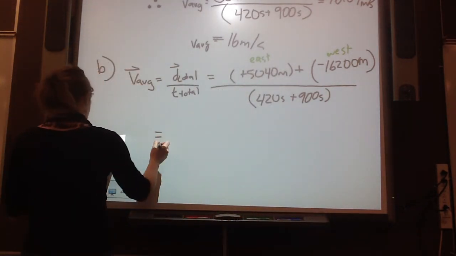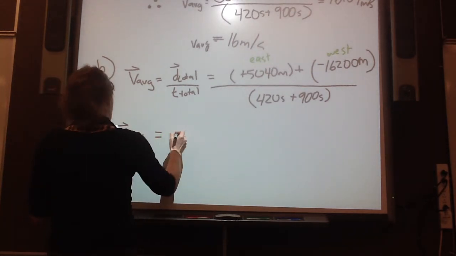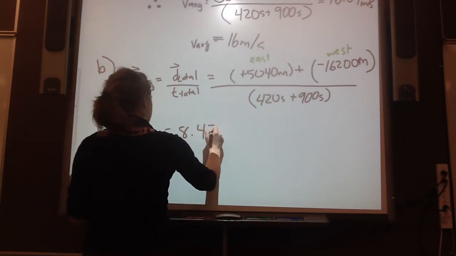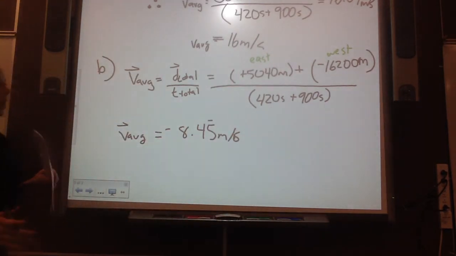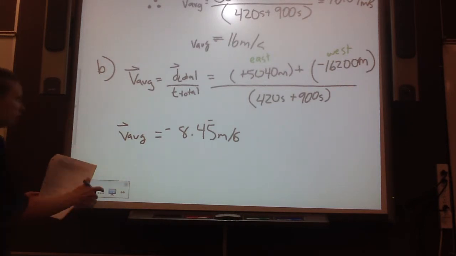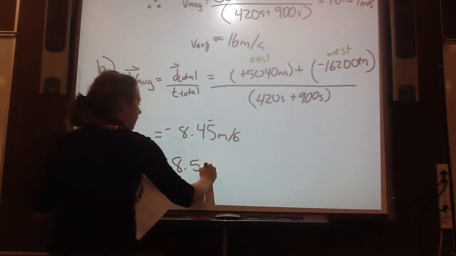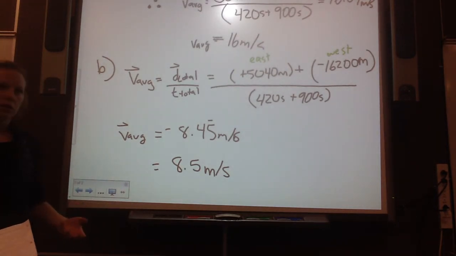So my V average is equal to negative 8.45 repeating meters per second. So my question was phrased in terms of north, south, east, west. So I'm going to put my answer back into that. So my answer is a negative. I'm going to simplify it into my 2 sig. So I want to put 8.5 meters per second. So what direction am I going? West.